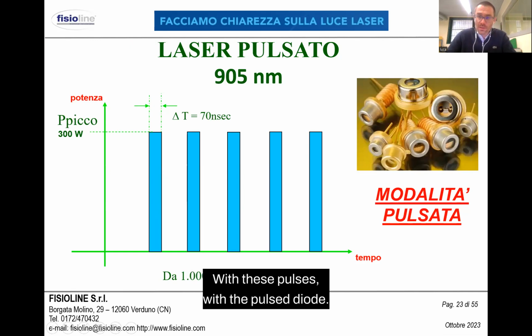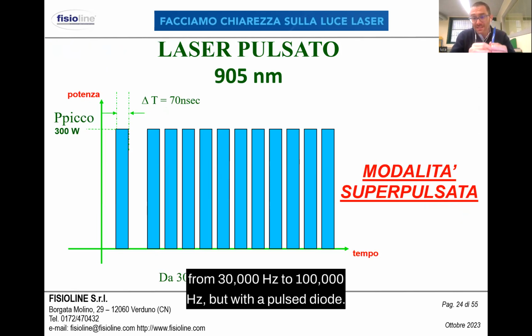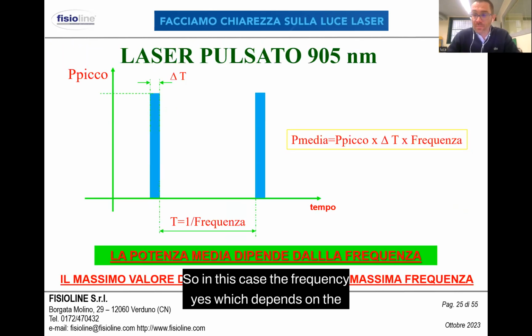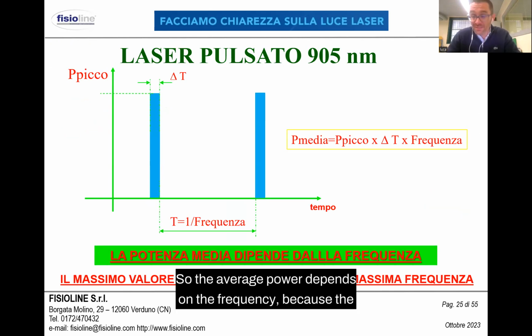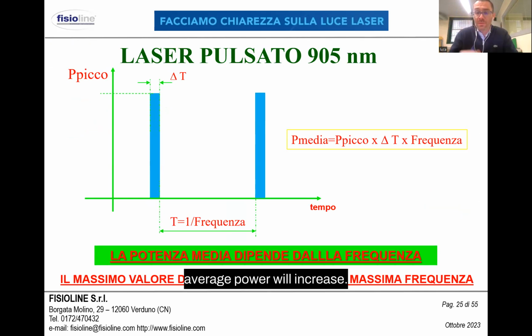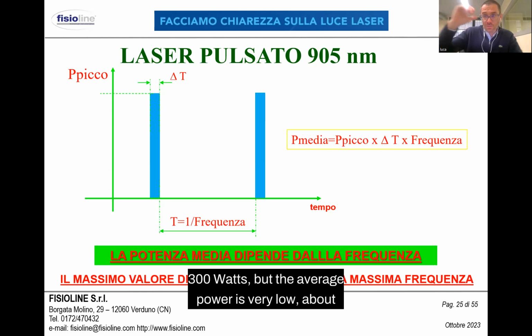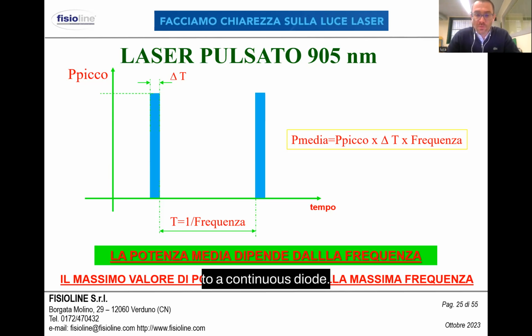With the pulse diode, we talk about superpulsed working mode when we work from 30,000 Hz to 100,000 Hz. In this case the frequency determines the value of the average power. The average power depends on the frequency, because the more of these pulses I emit in a second, the more my average power will increase. Clearly the peak power with the pulse diode is very high, 300 watts, but the average power is very low, about 1 watt, so it is a completely athermal diode compared to a continuous diode.